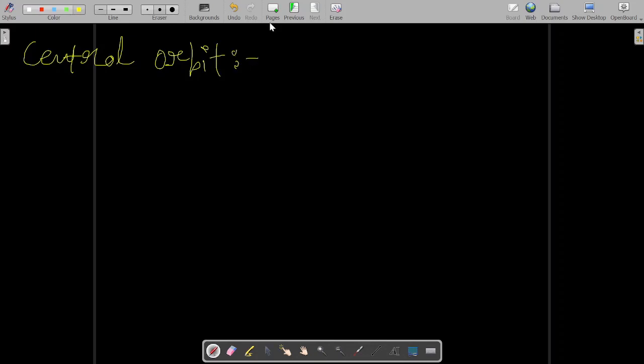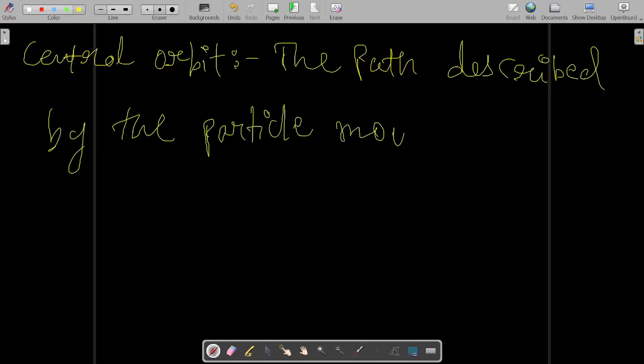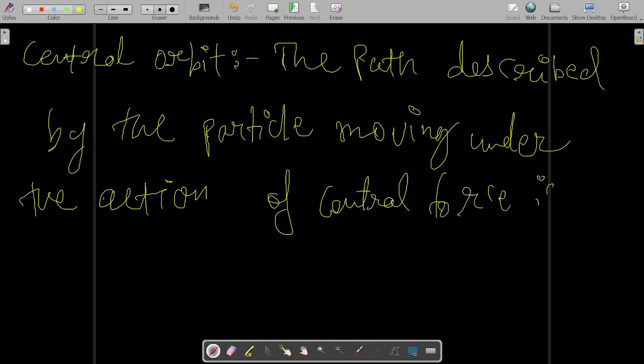The path described by the particle moving under the action of central force is called central orbit.